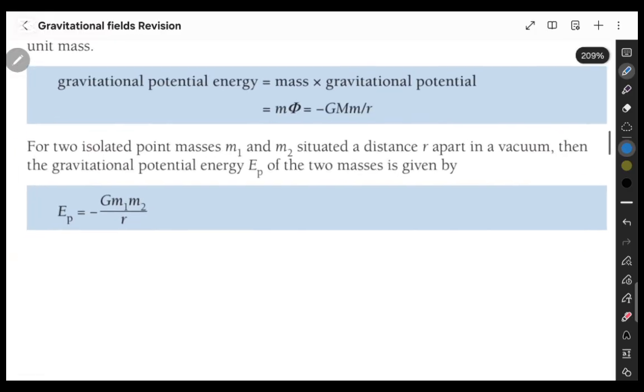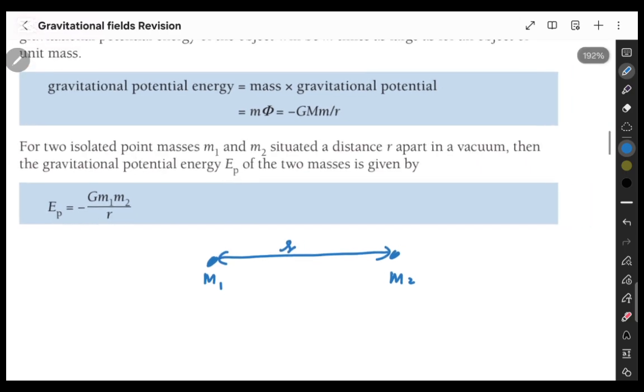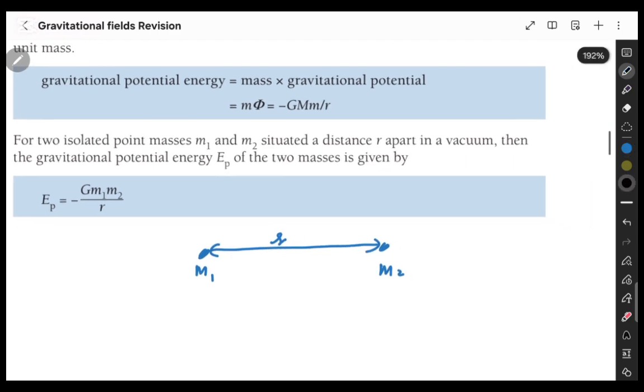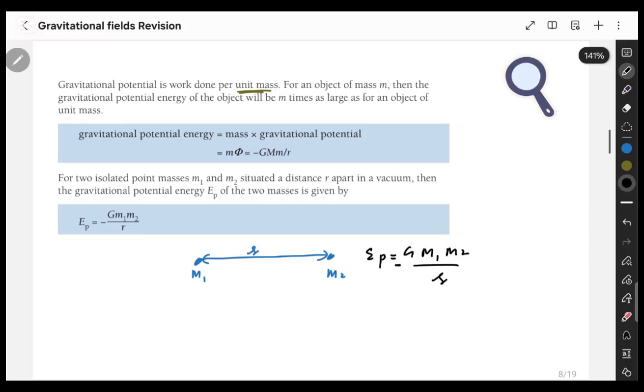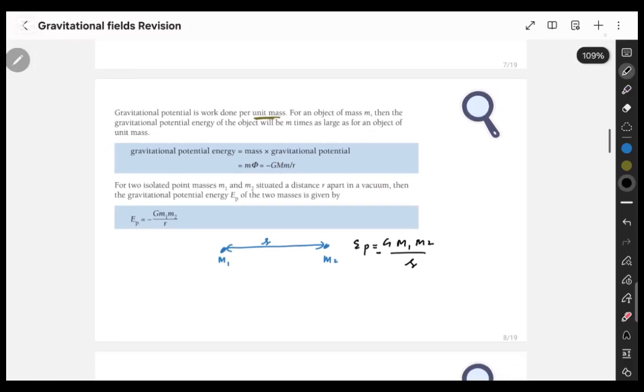And then it says for two isolated point masses, m1 and m2, situated at a distance r in a vacuum, the gravitational potential energy is going to be minus G m1 m2 over r. So this is another formula, and you have to put the minus sign there as well. Right, so that's all for this part.